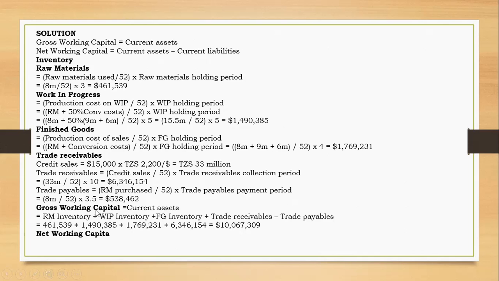If you need the net working capital, we say it's gross working capital minus current liabilities. So gross working capital, I have it here, 10,067,309, minus current liabilities, that is 538,462. We end up with $9,528,847. So this is how we estimate the working capital requirements, and everything is fine.